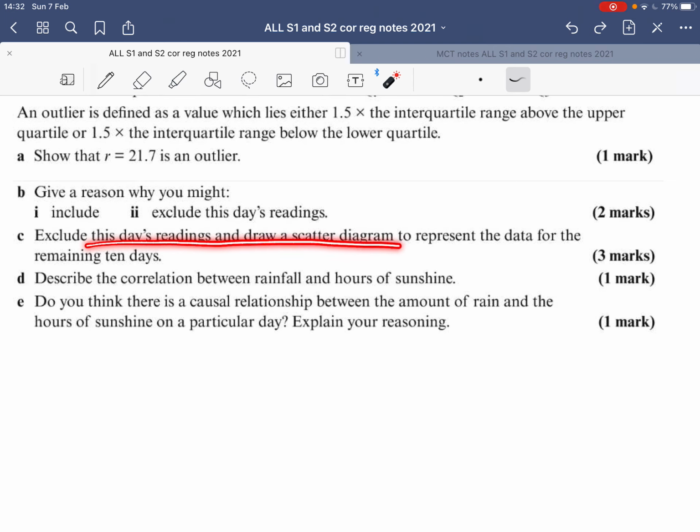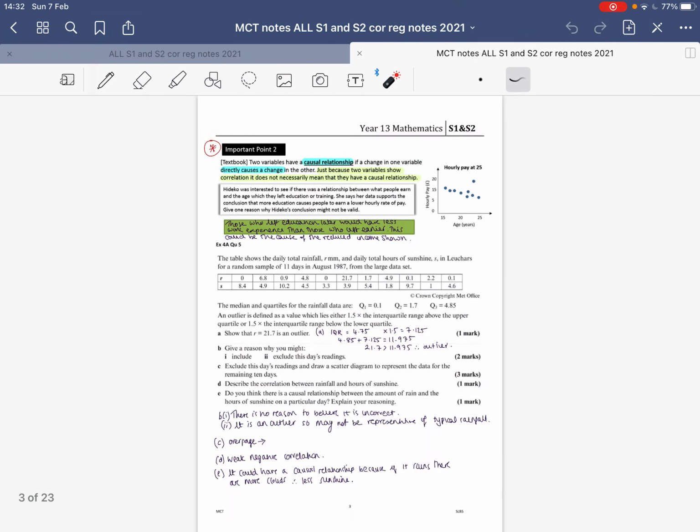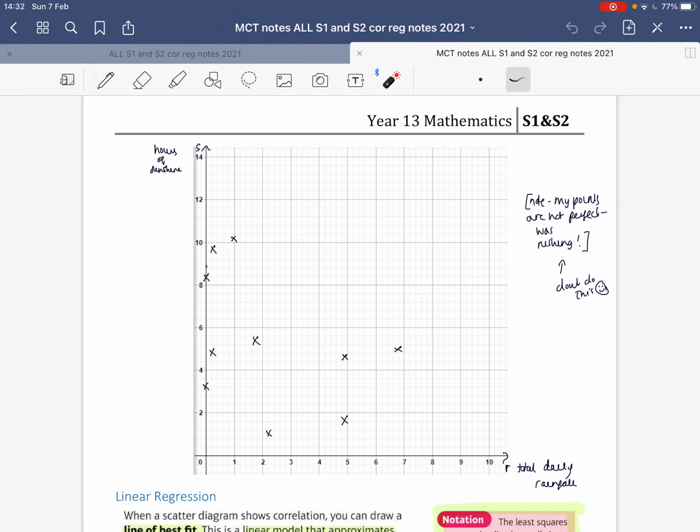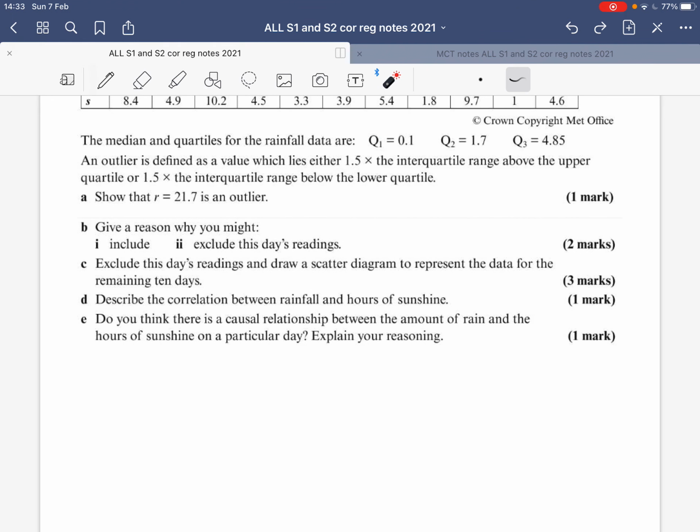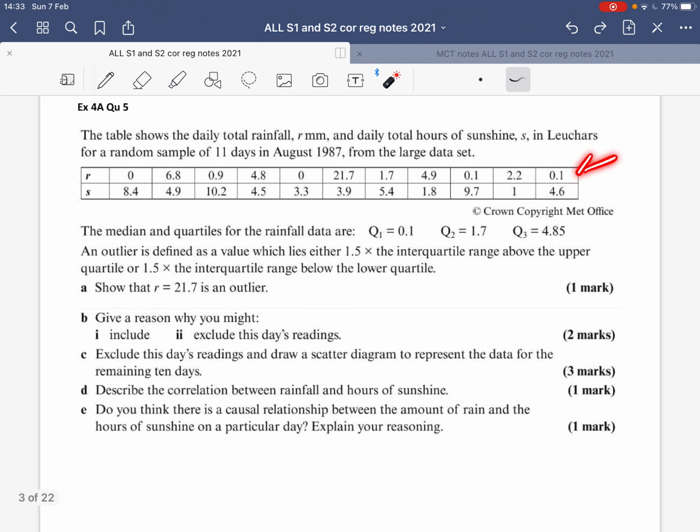Exclude this day's readings and draw a scatter diagram to represent the data for the remaining 10 days. If you can be bothered to do this, I sort of did it, but quite half-heartedly, and my points are not perfect. I was rushing, don't do this. That's showing some sort of negative correlation, isn't it? I don't think you're going to be asked to do that, but make sure you could draw a scatter graph if you wanted to. I'll tell you what I am going to do instead, just so I can teach you how to do it: we're going to find the correlation coefficient, which is called the product moment correlation coefficient, which I'm going to teach you next lesson.